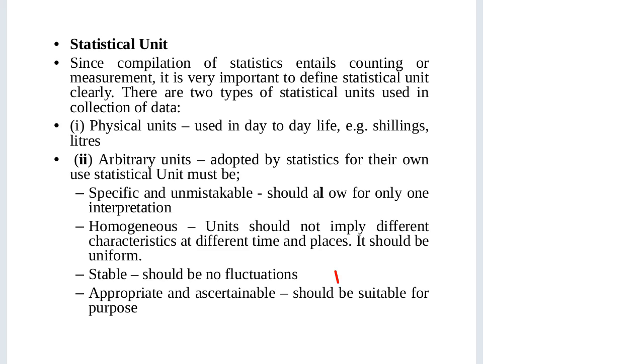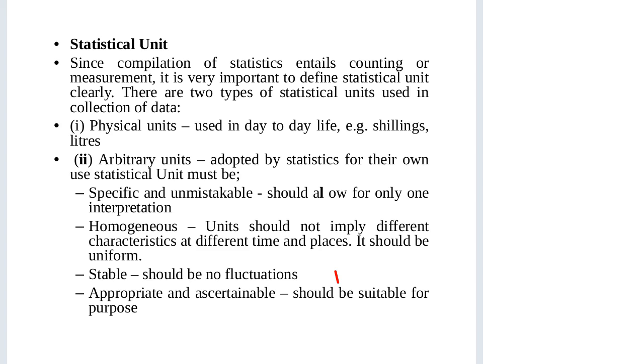So we have two types of statistical units that we can use. So we have the physical unit. The physical units are normally used in day-to-day life. Like we have shillings, we have liters, we have kilometers. Those are the physical units. We also have the arbitrary units. The arbitrary units are normally adopted by the statisticians for their own use.